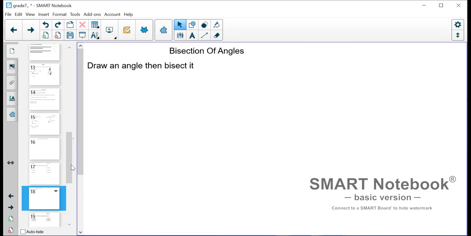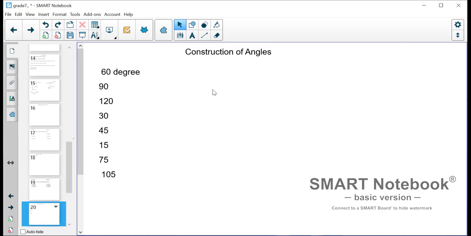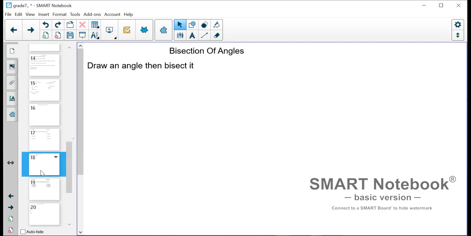Now, today we will look at bisection of an angle as well as construction of angles. Now, bisection of angles is very similar to bisection of a line in the sense that what we want to do is divide that angle into two equal parts, or divide the angle in half. That is the whole concept behind bisecting angles.